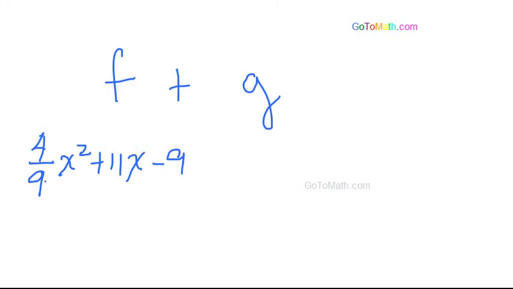Alright, plus, so that's our f right here, and then our g is 3/5 x squared minus 10x plus 17.